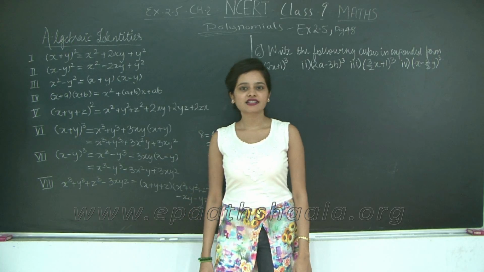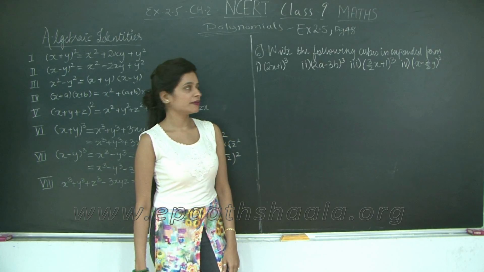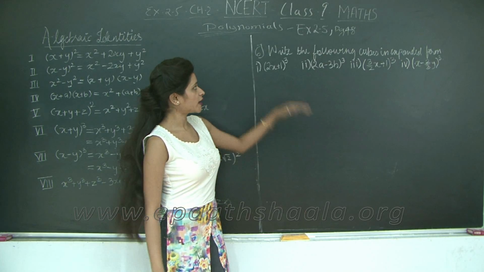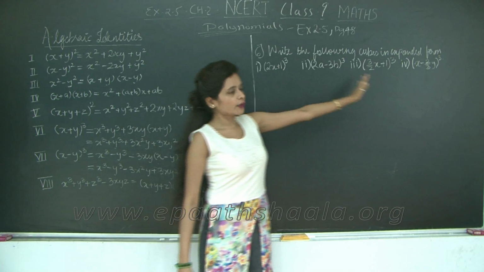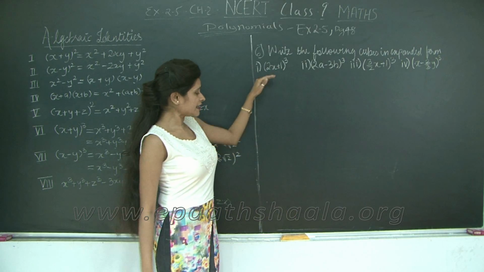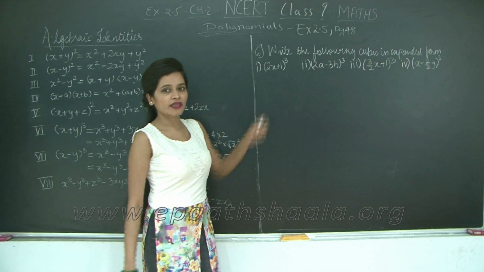Hello students, let's continue with exercise 2.5 of polynomials. We are on question number 6 wherein we need to find the cubes in expanded form. Okay, so these are our sub questions. Let's take a look at the first one, 2x plus 1 the whole cube.